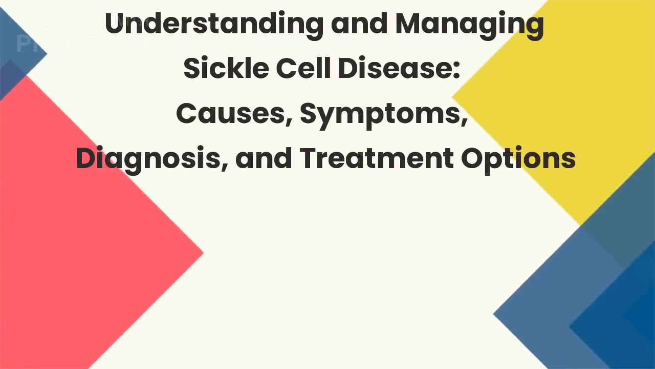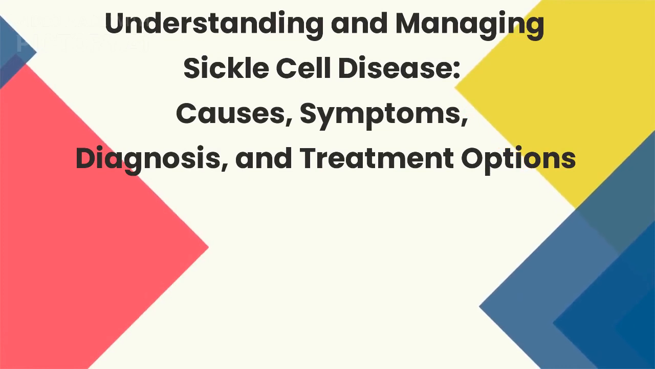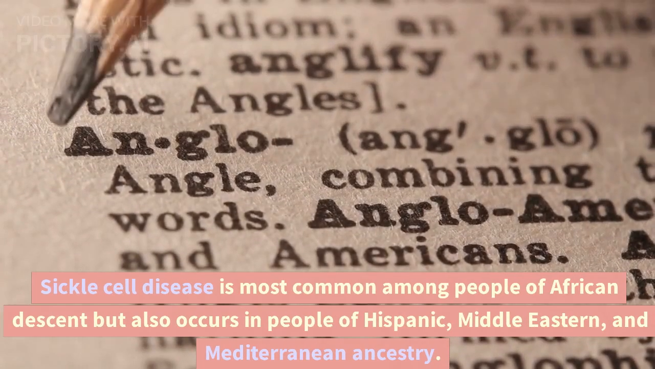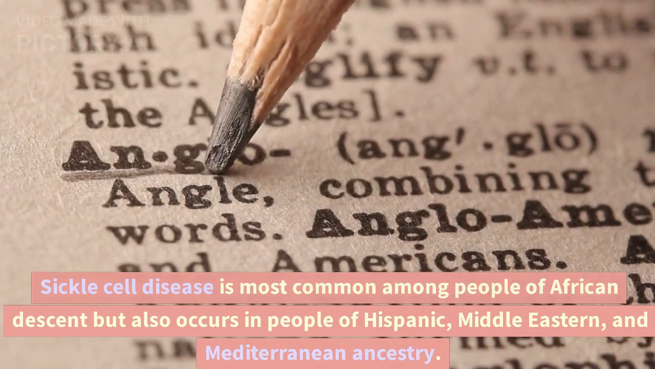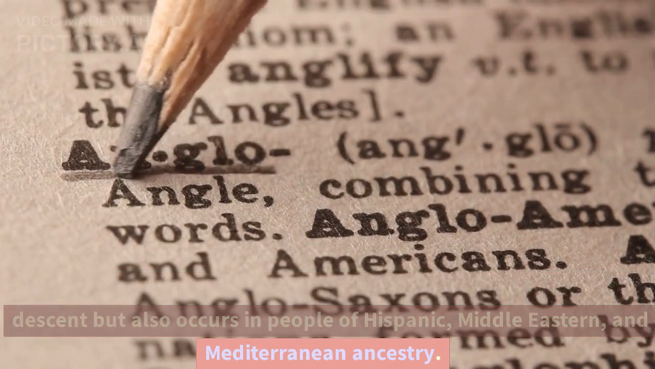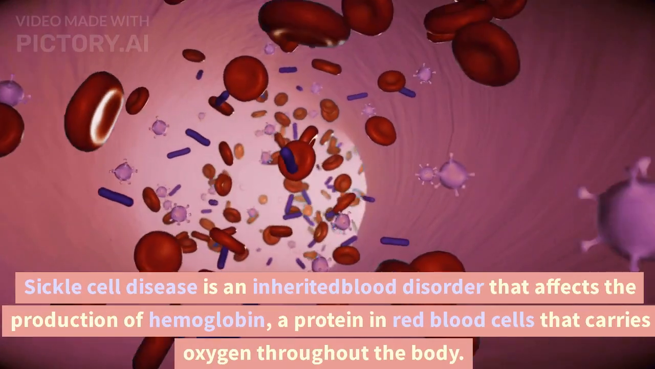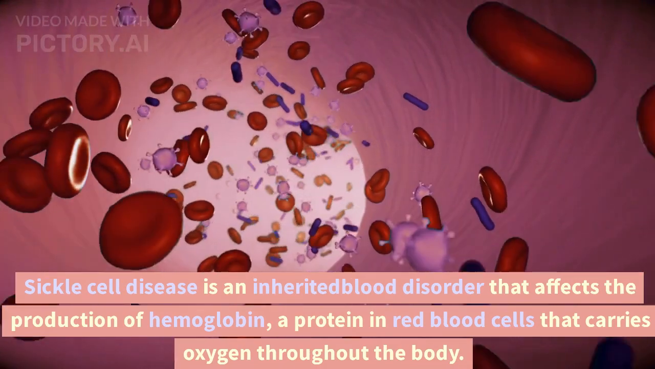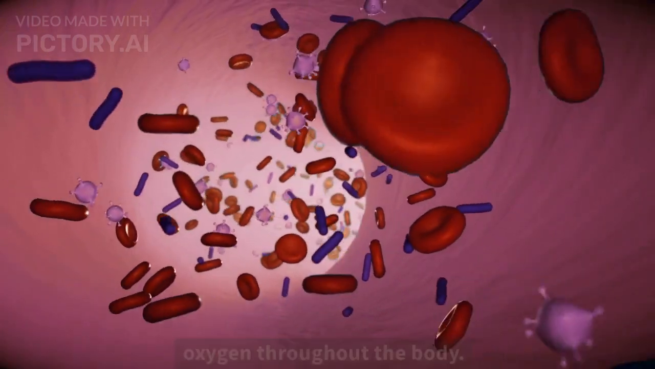Understanding and managing sickle cell disease, causes, symptoms, diagnosis, and treatment options. Sickle cell disease is most common among people of African descent but also occurs in people of Hispanic, Middle Eastern, and Mediterranean ancestry. Sickle cell disease is an inherited blood disorder that affects the production of hemoglobin, a protein in red blood cells that carries oxygen throughout the body.